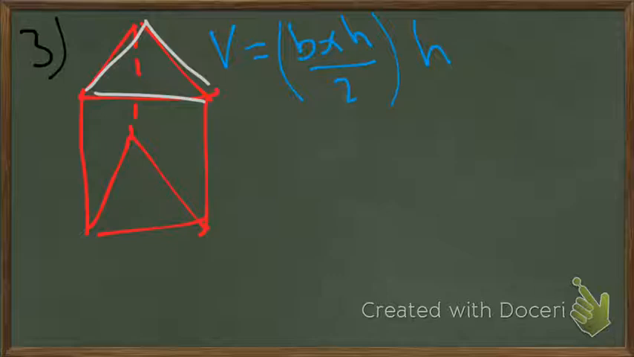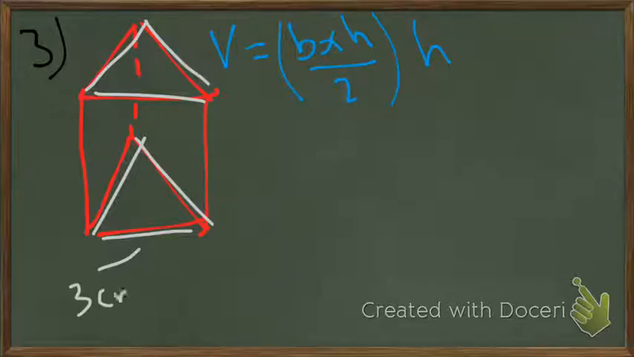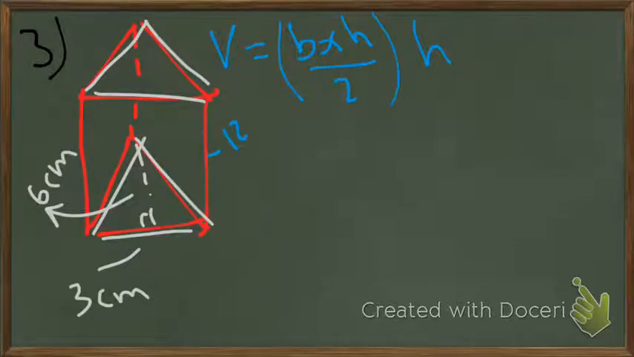Yep. So let's get some values. I'm going to put that on the bottom triangle. It'll be easier to see. So we'll say the base of that triangle is 3 centimeters. We will say the height of that triangle is, what number haven't we used yet? How about 6 centimeters? And we need the height of our whole thing. We will say 12. All right, go for the gold.